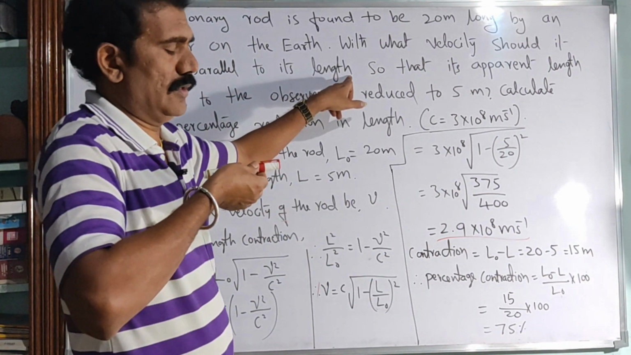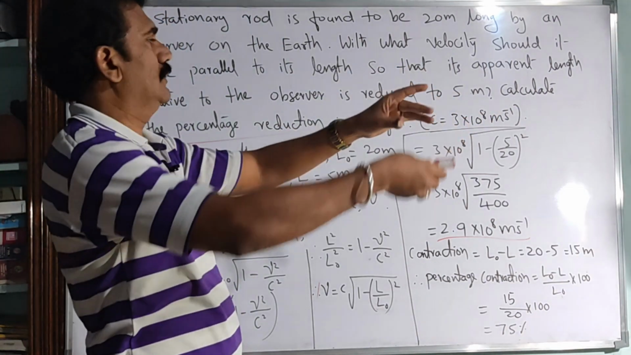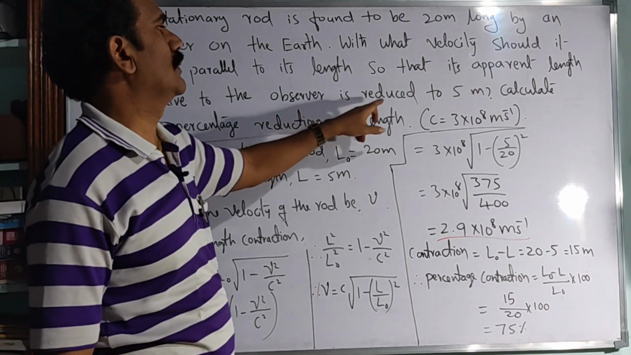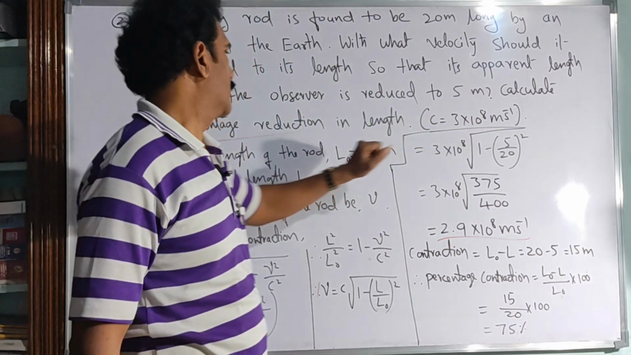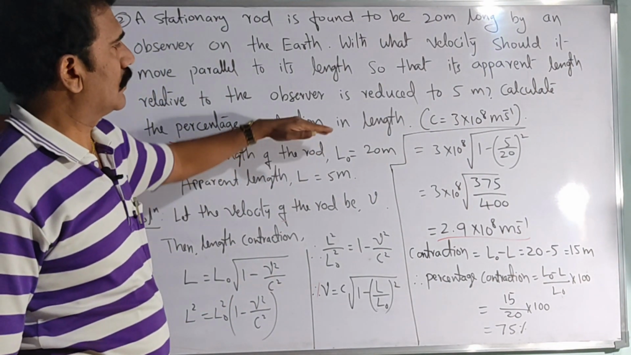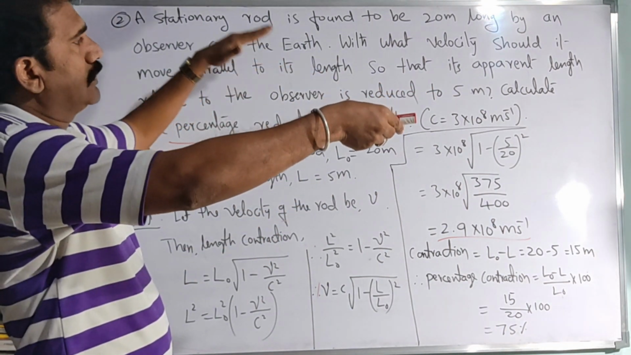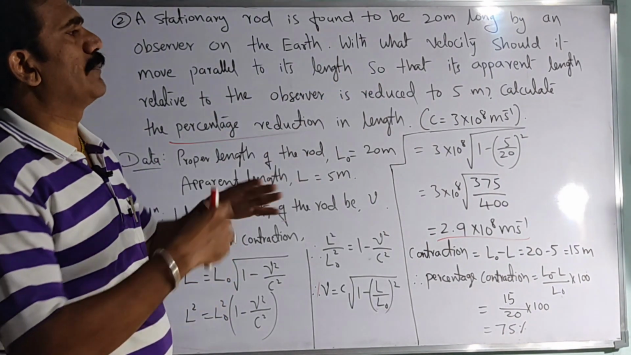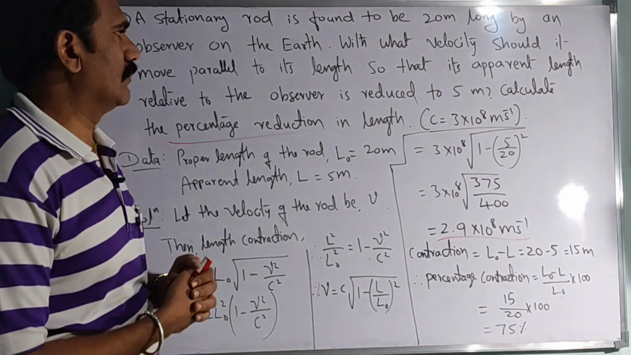Okay, like this, it is going to move parallel to its length, then only you can see the reduction in the length, right? So that its apparent length relative to the observer is reduced to now how much? 5 meter. Okay, calculate the percentage reduction in the length also. So first of all you have to calculate with what velocity the rod has to move parallel to its length, so that its length reduces from 20 meter to 5 meter, and then what is the percentage reduction in the length of the rod. Okay, that is the given problem for you.